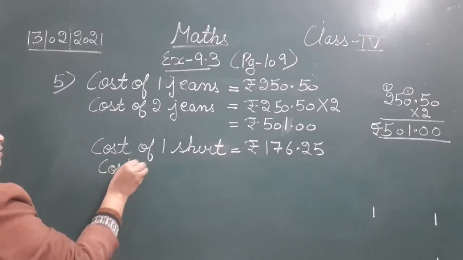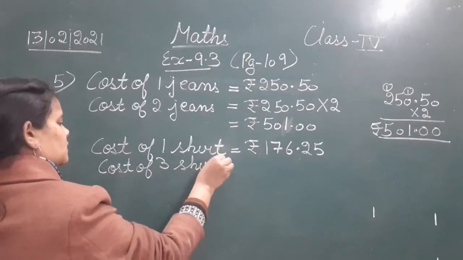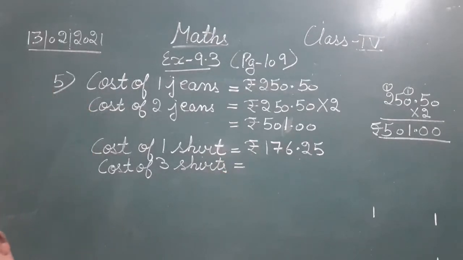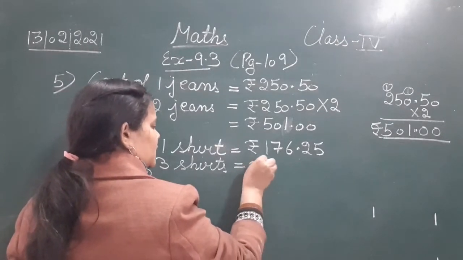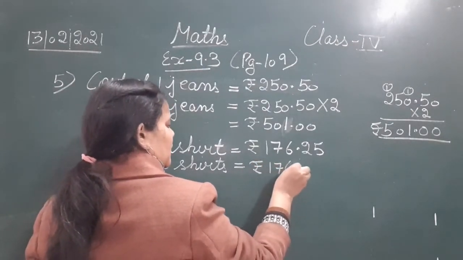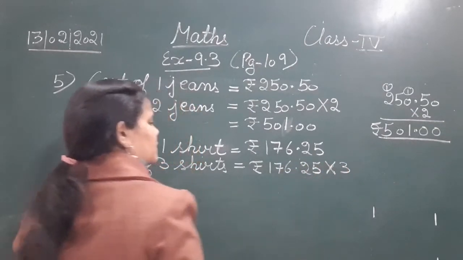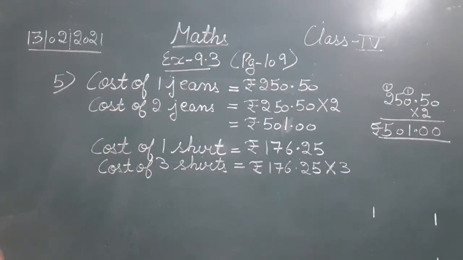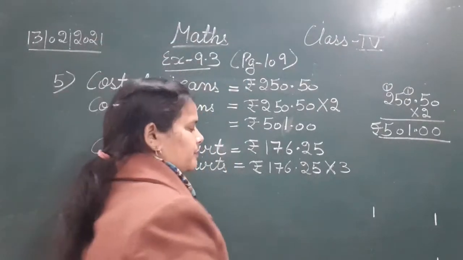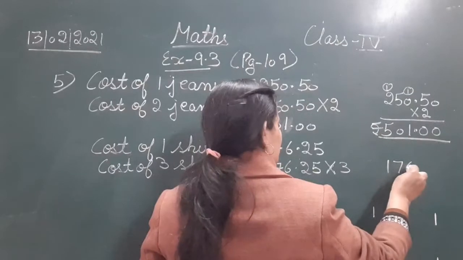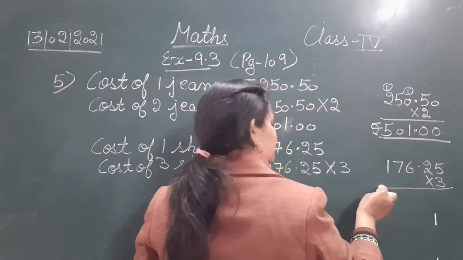The cost of 3 shirts we will calculate by multiplying 176 rupees and 25 paise with 3. So let's multiply 176 rupees and 25 paise with 3.